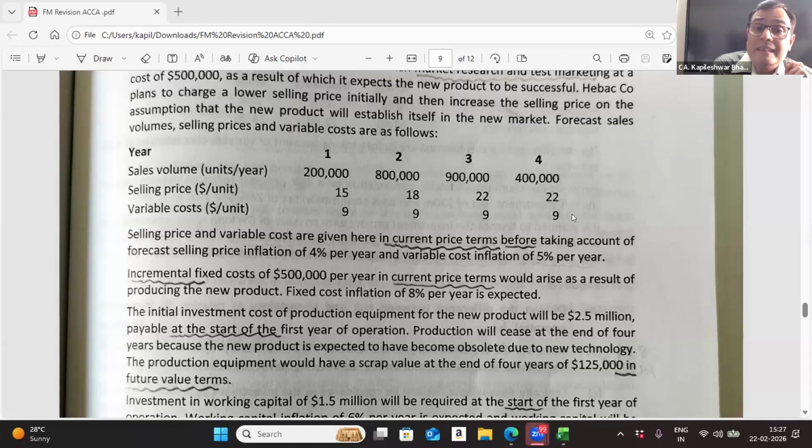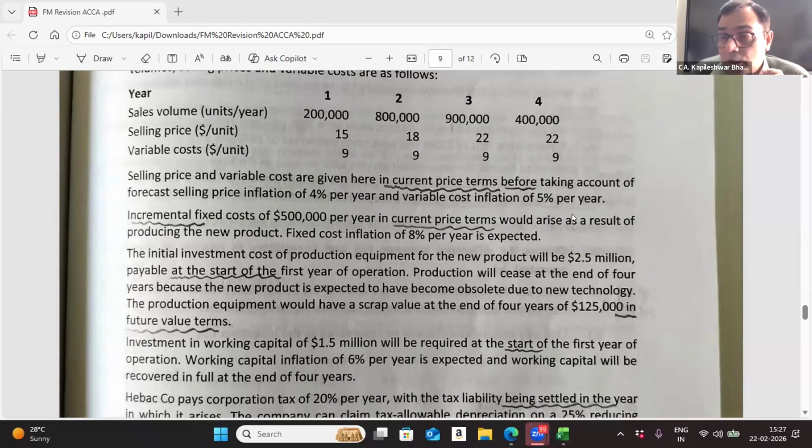Then he tells you incremental fixed cost. I guess that word itself is indicating whether it is relevant or irrelevant for decision making. The word is incremental. Incremental means that you will incur this cost if you accept the project, and you're not going to incur the cost if the project is not accepted. So this is definitely relevant to take a decision.